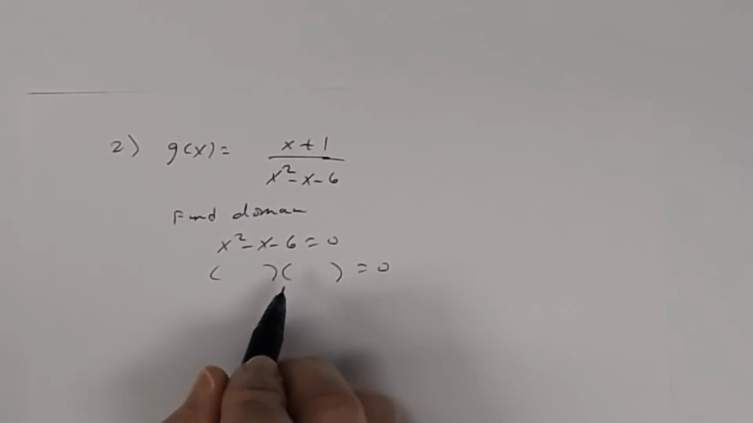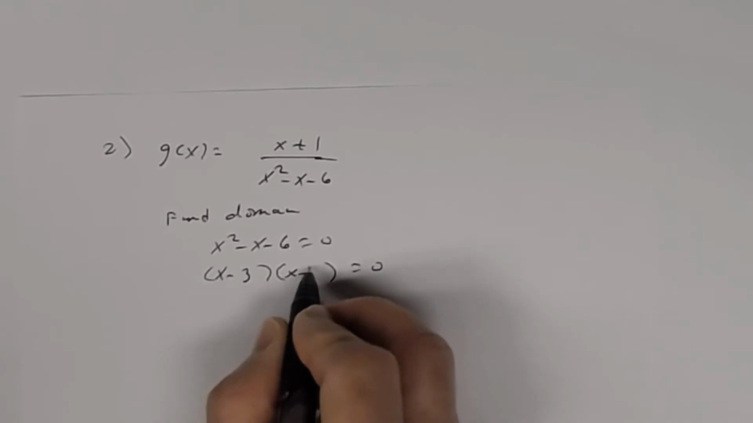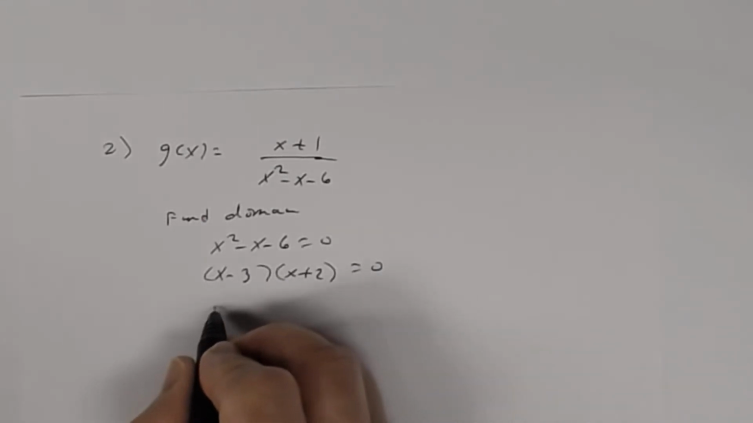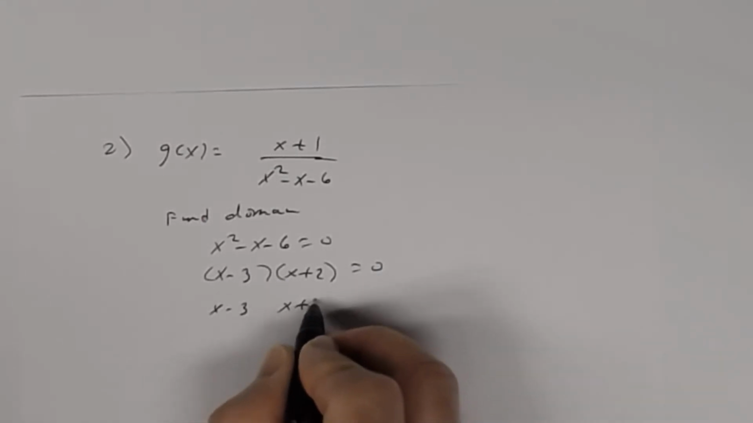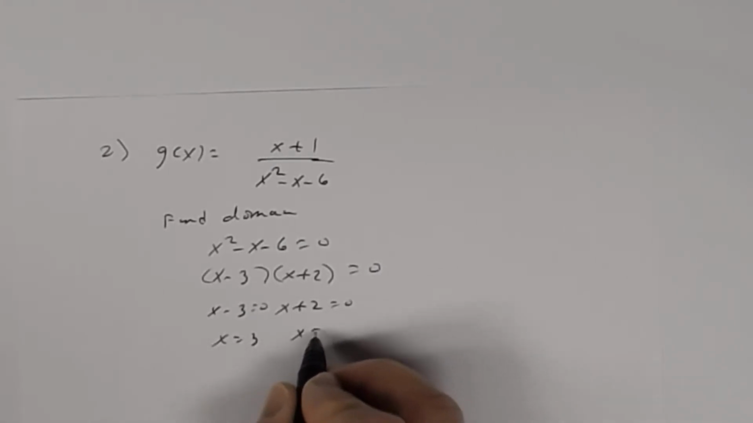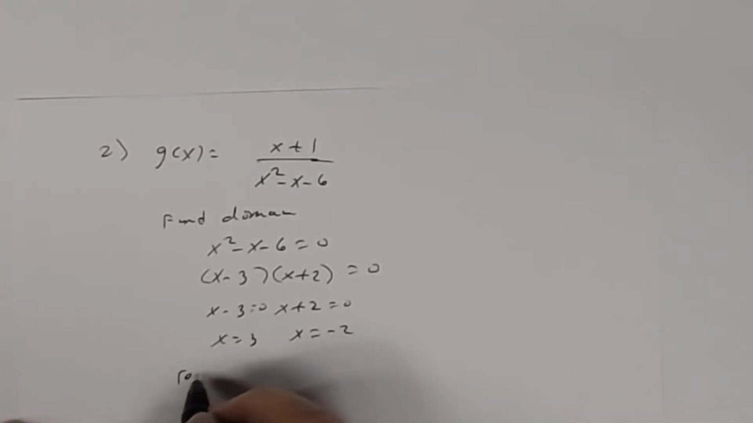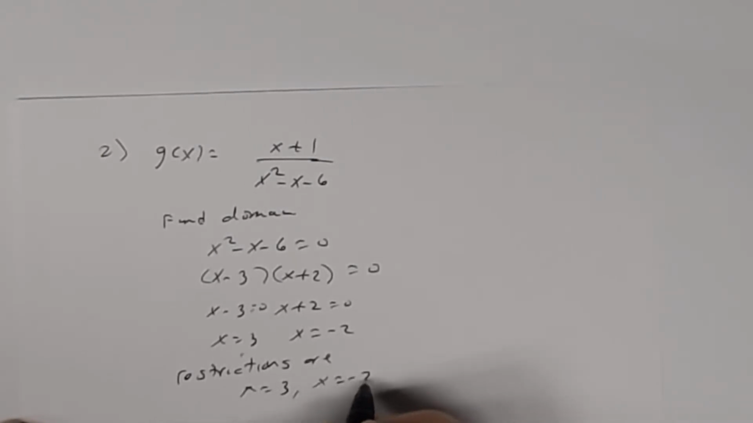But for us, it will be factorable. So just go ahead and factor. It'll be x minus 3, x plus 2. Then you set each of those factors equal to 0 and solve for x. So x will be 3, and x will be negative 2. Okay? So my restrictions are x equal 3, x equal negative 2.